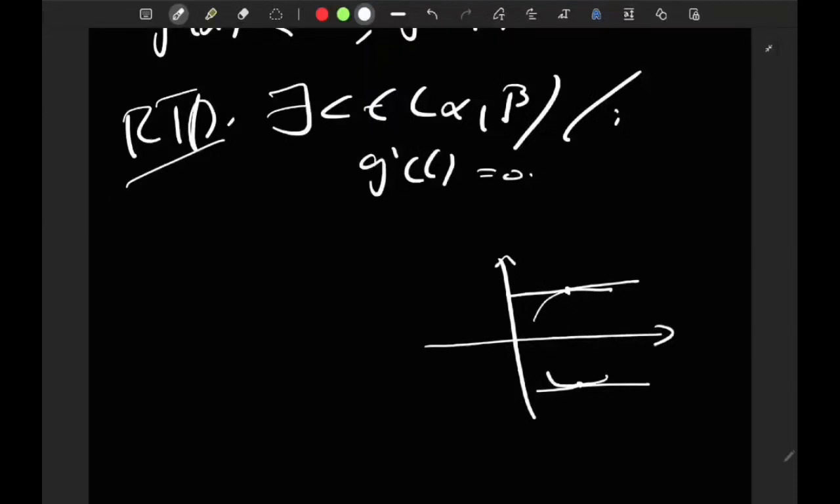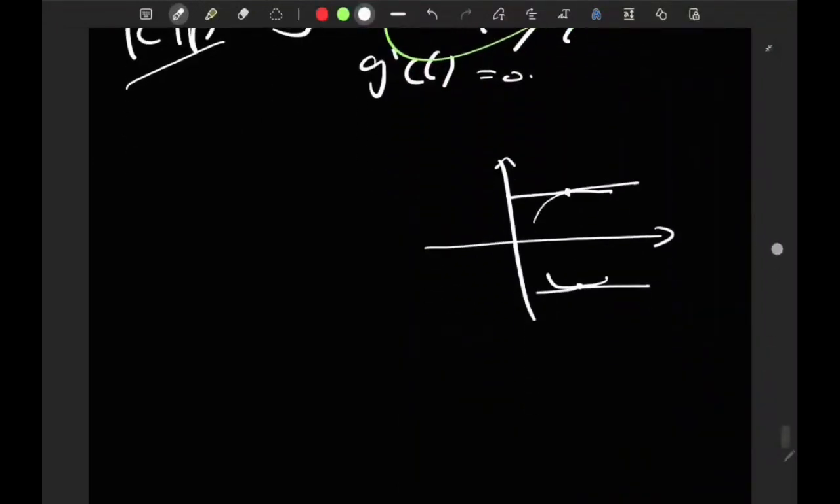So if I successfully prove that g has a local minimum or a local maximum inside the interval alpha beta, then I'm game, because then g prime of c will necessarily be equal to 0. Now, why is this the case? Let me just put this as a remark.